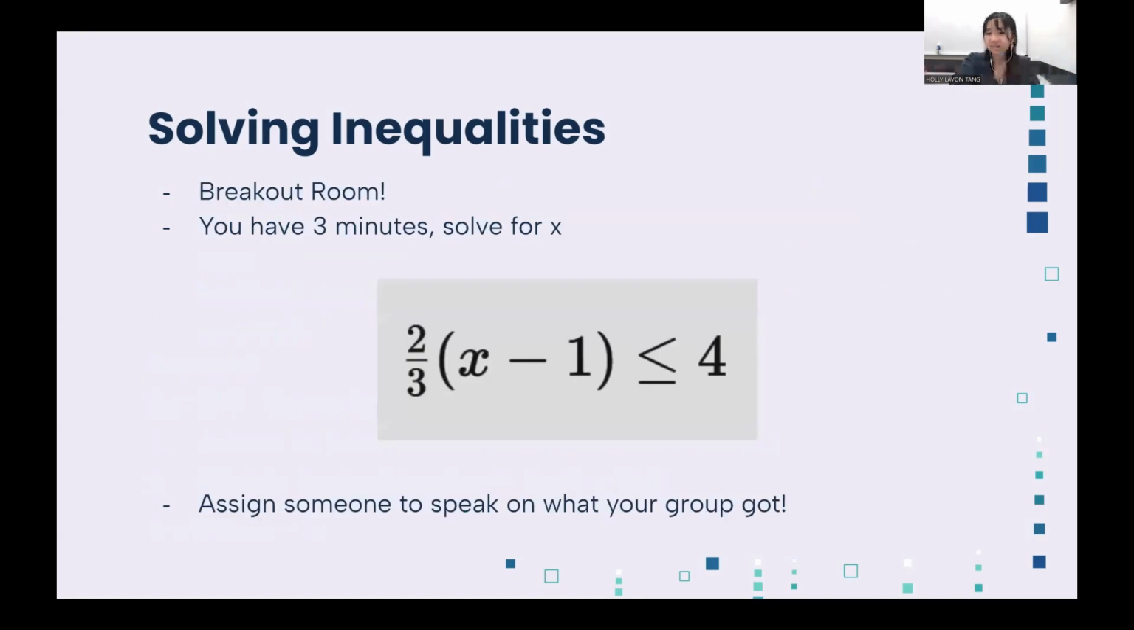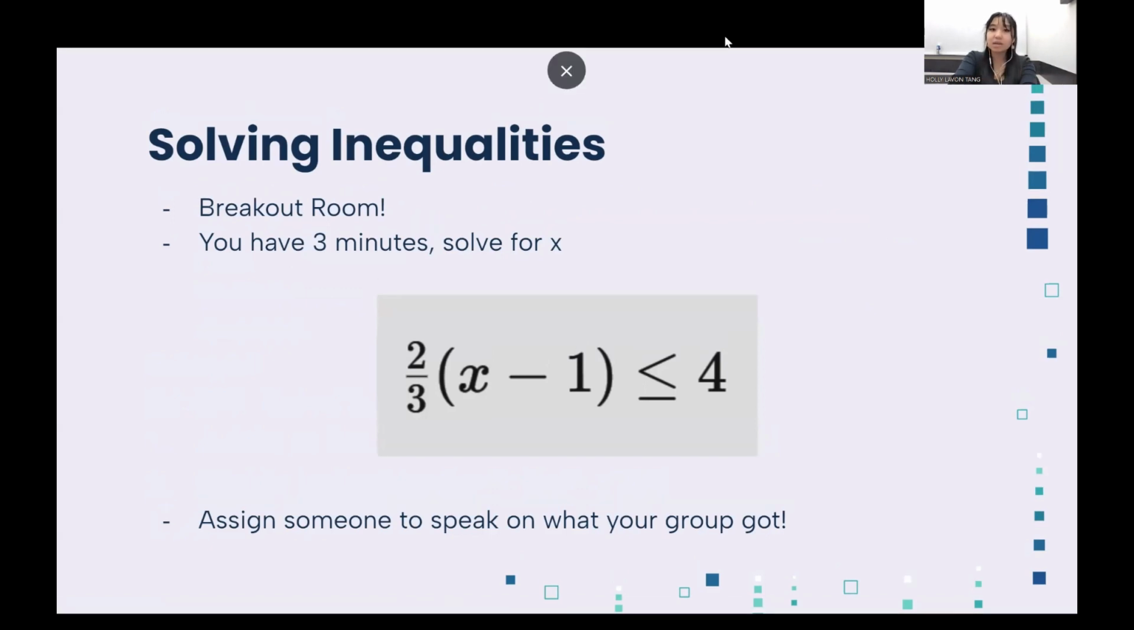Hopefully we are able to do this because there's only one group. I'll go ahead and break you out and just assign one person to work it out. I'll give you 3 minutes again to solve for x.